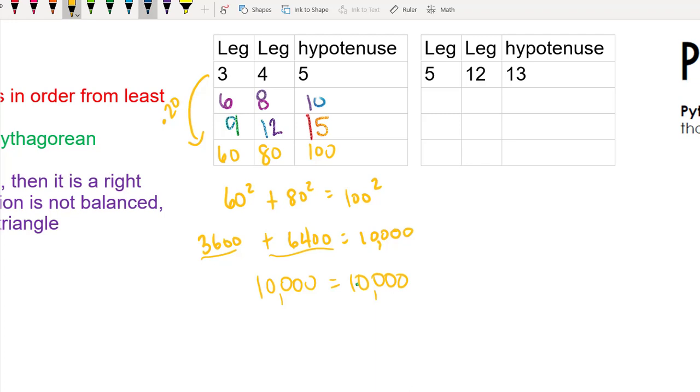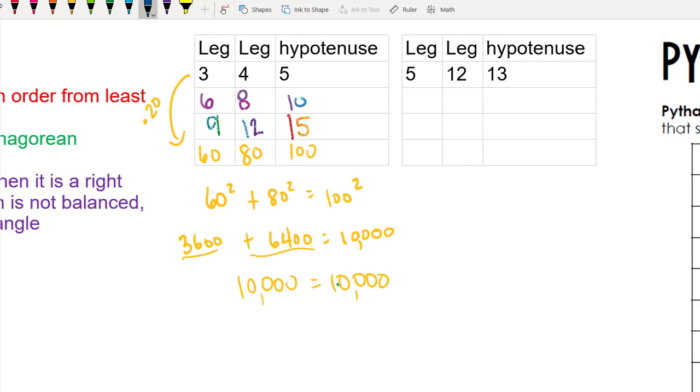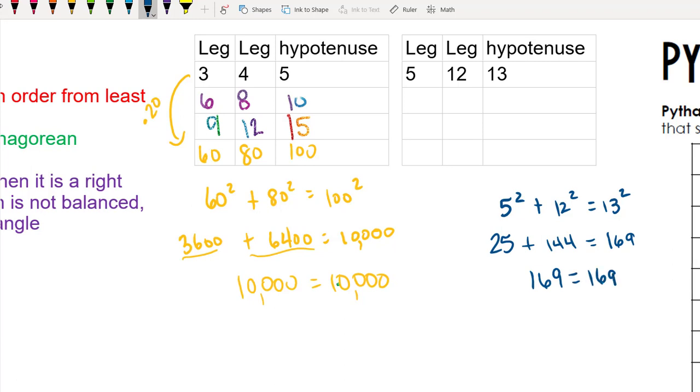So here's another triple that we have over here. 5, 12, and 13. So let's make sure this actually works first. 5 squared plus 12 squared is equal to 13 squared. So 25 plus 144. I think this is the example that we had. It's 169. So this is 169 equals 169. This is a right triangle.